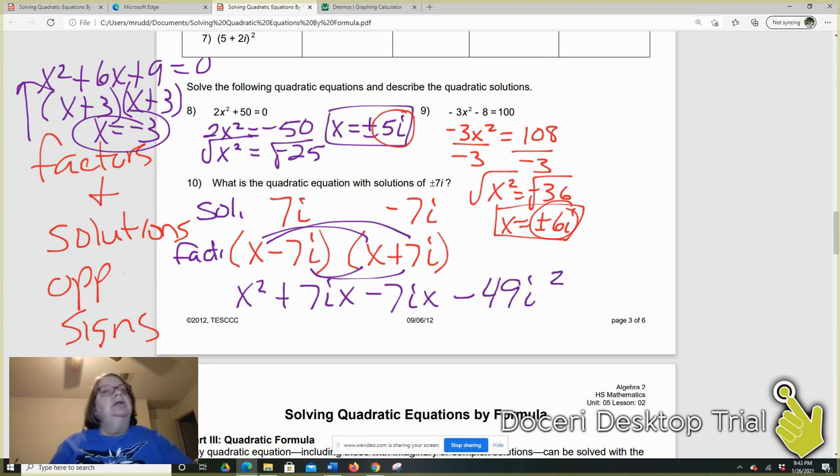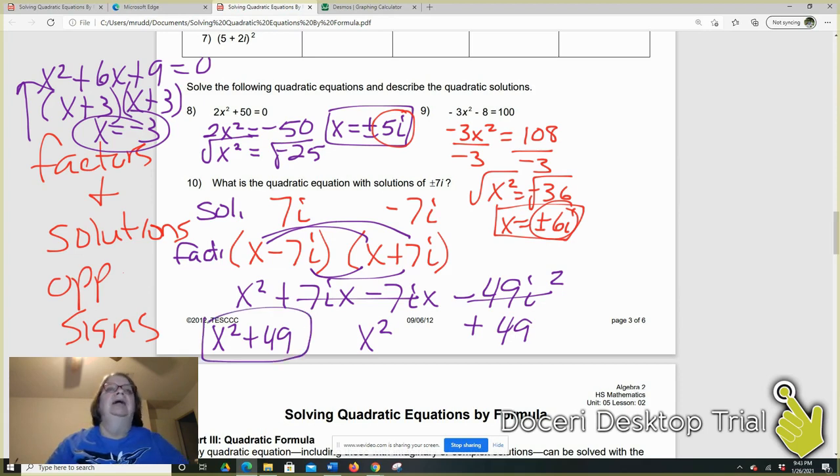Very important thing we learned yesterday. What's i squared? i squared is negative 1. That makes this a positive 49. What happens to these ugly old ix's in the middle? They cancel out, and you have x squared plus 49. Let me write it over here. That's your equation that has the roots of 7i. You might have looked at the previous ones and figured that out from there, but we went from the solutions to the factors to the equation. Okay?